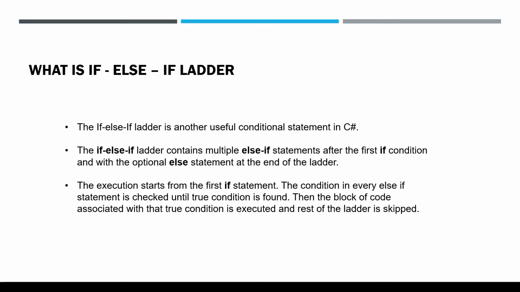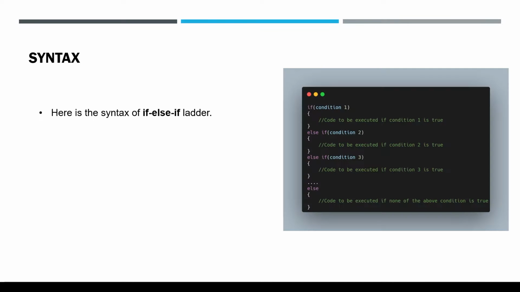The execution starts from the first if statement. The condition in every else if statement is checked until the true condition is found. Then a block of code associated with that true condition is executed and the rest of the ladder is skipped.